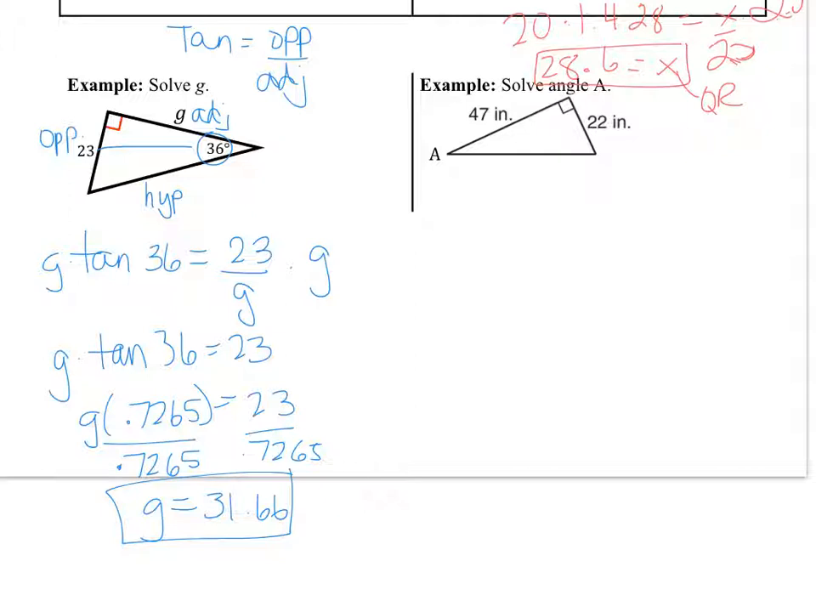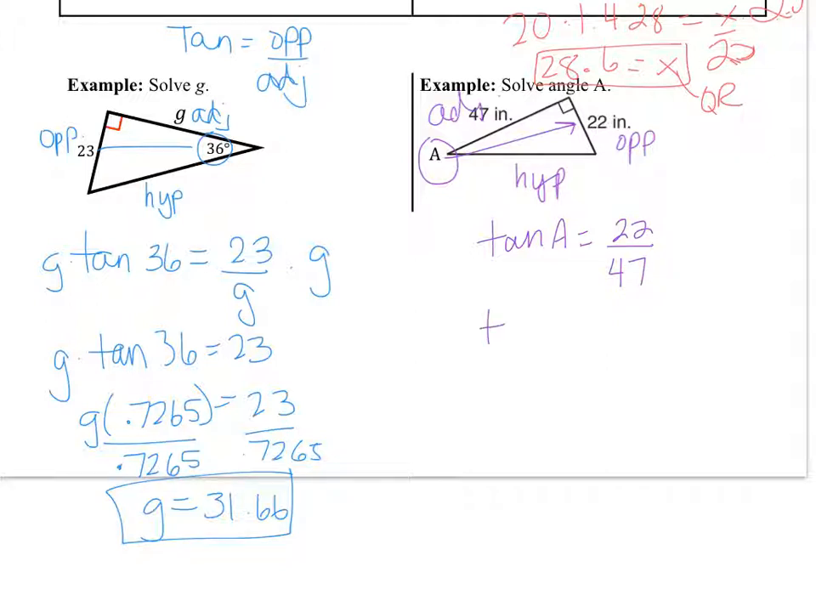Alright. Next example here, we're going to solve for angle A right here. So I'm going to draw my line across, so I know this is my opposite. Here's my hypotenuse, left over with the adjacent. Okay, so I'm going to go ahead and set up my ratio. I'm going to say tangent of angle A equals opposite, which is 22, over the adjacent, which is 47.